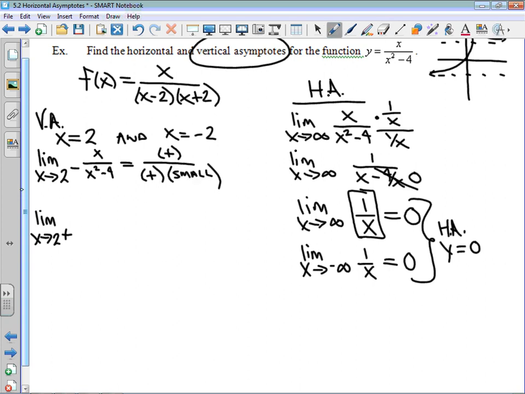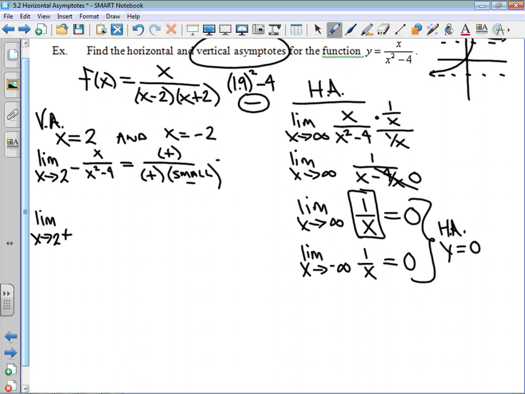On your calculator, what you could put in is 1.9 squared minus 4. I know that 1.9 squared is less than 4. So that would be a negative value. So a positive number divided by a small negative number gives me negative infinity.